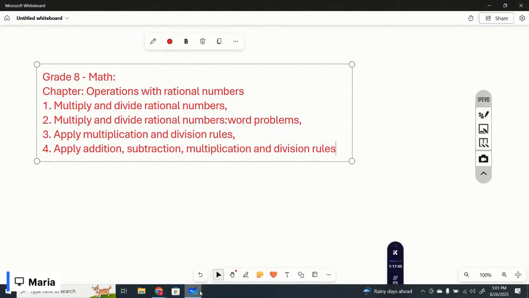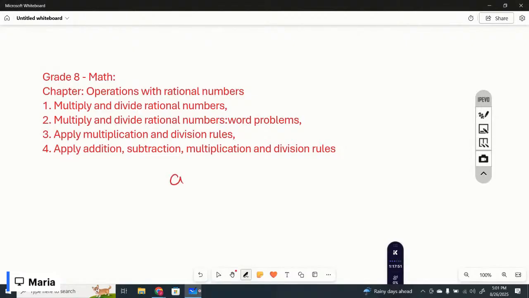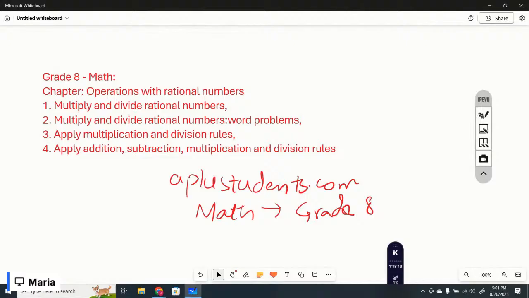You can find all the lessons on aplusstudents.com. You have to log in there, select math from the subject tab, scroll down to grade 8 math. There you can find the list of the chapters.